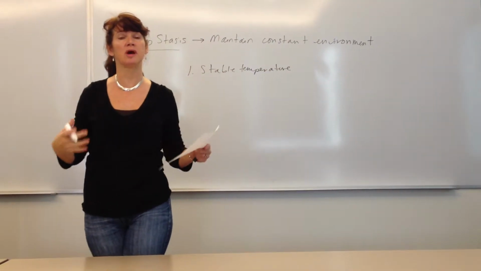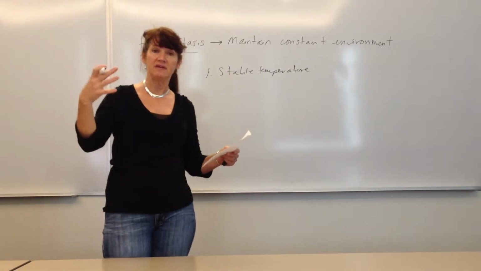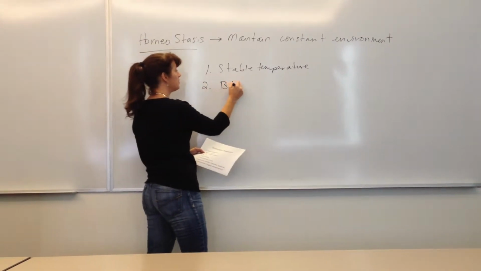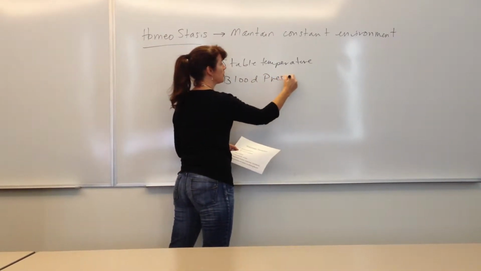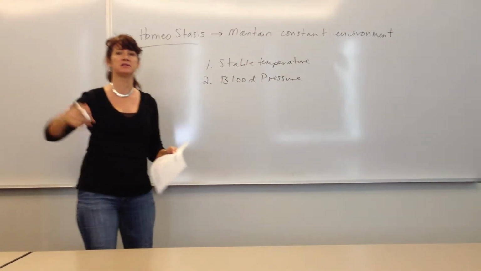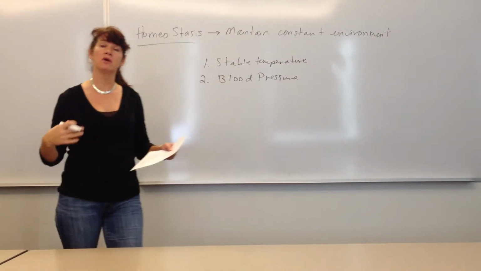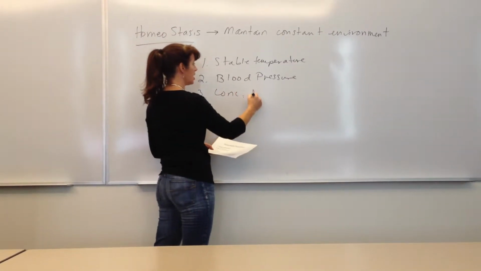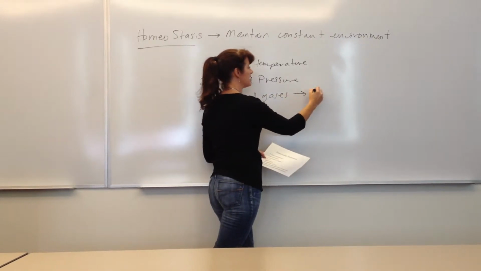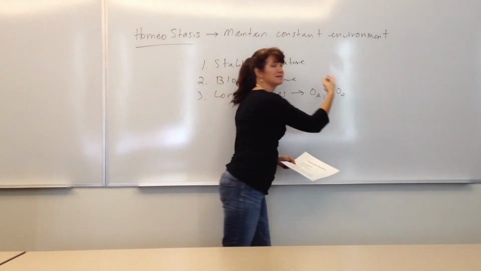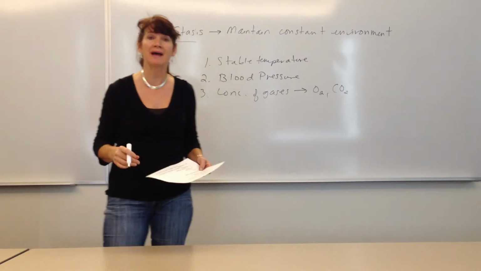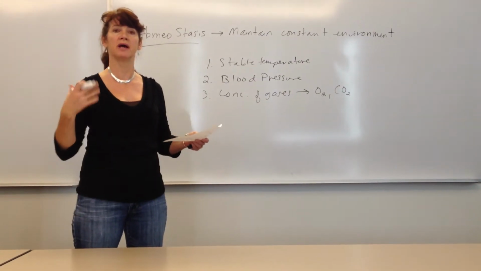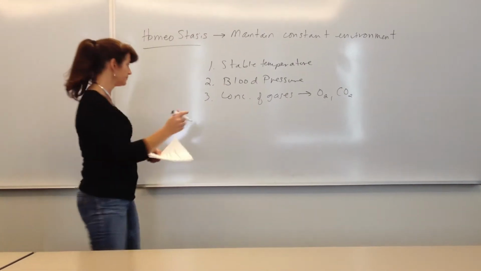So your body is going to try to do things to reduce that fever and bring you back into a constant environment. Blood pressure. If your blood pressure goes up, again, your body is going to decrease your heart rate, for instance, decrease blood flow so that your blood pressure will go down. Concentration of gases. Concentration of gases would be things like oxygen, carbon dioxide. If any of those go out of whack, you need them to be back into a constant environment, and so your body will increase oxygen by increasing your breathing, for instance.